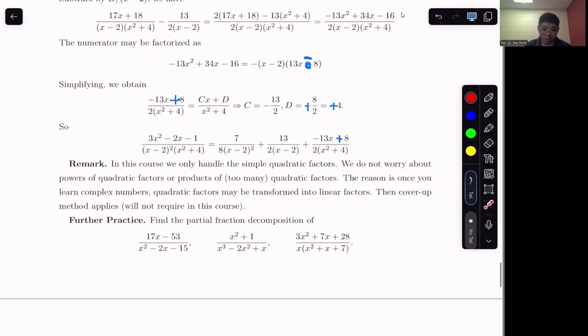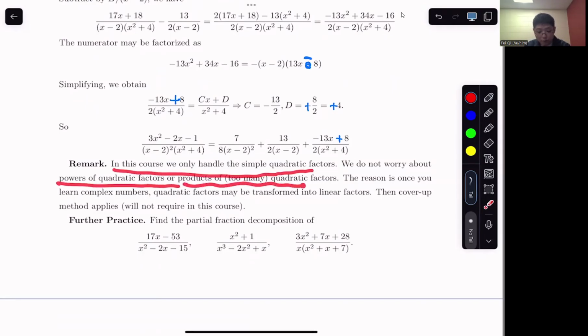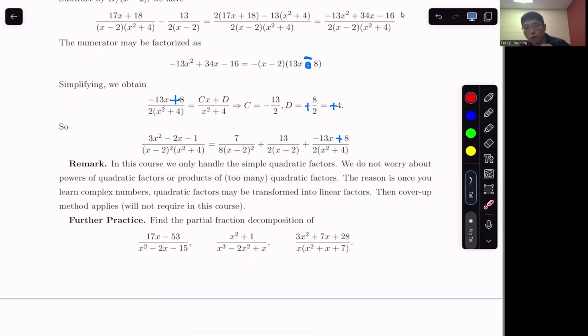So in this course, we will only handle simple quadratic factors. So we do not worry about powers of quadratic factors or products of too many quadratic factors. Although sometimes I think in a later part of this class, I will also require a product of 2 quadratic factors, but that's it. 2 different quadratic factors.